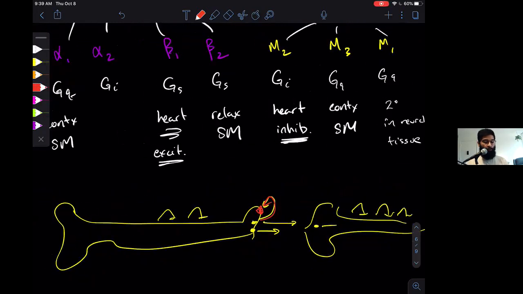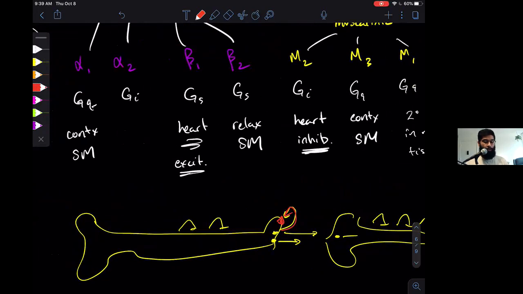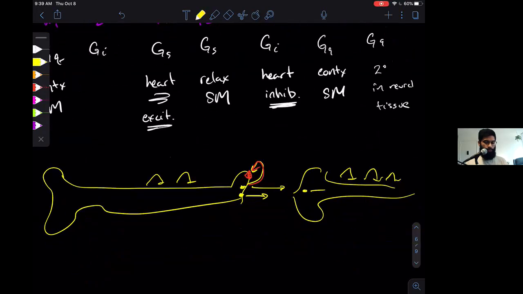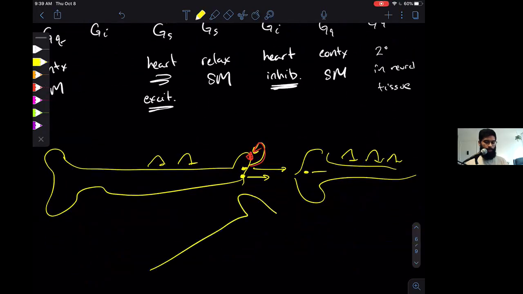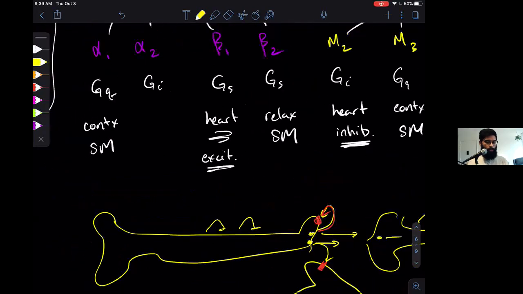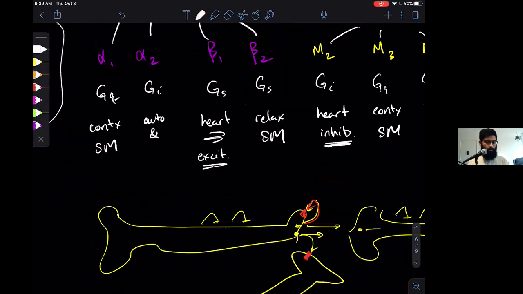And so your alpha 2 is primarily going to be things like that. It's going to be autoreceptors, all right, autoreceptors or heteroreceptors. So let's say you have two neurons that are going to this synapse, right? A heteroreceptor is when this guy has a receptor and this neurotransmitter comes and talks to that one. All right, so this is going to be auto and hetero receptors.